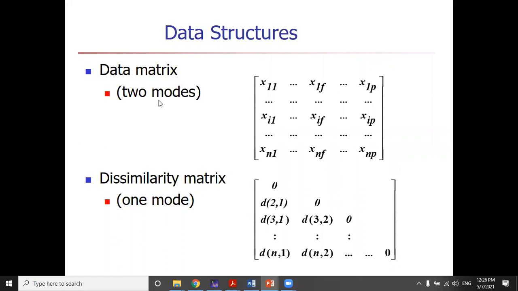The first data structure is the data matrix. It is also called a two mode data structure, or object by variable structure, where n cross p is the size: n represents the objects and p represents the number of variables or features of each object.